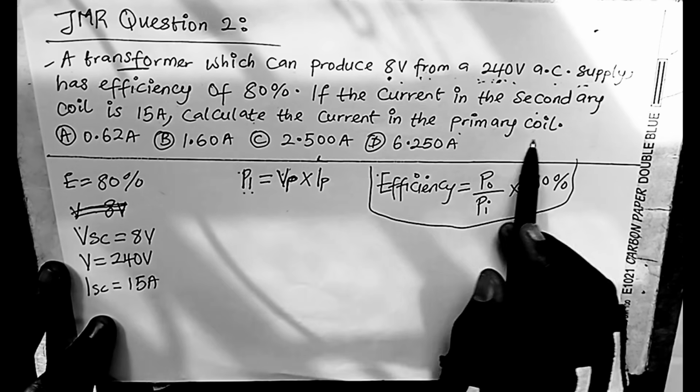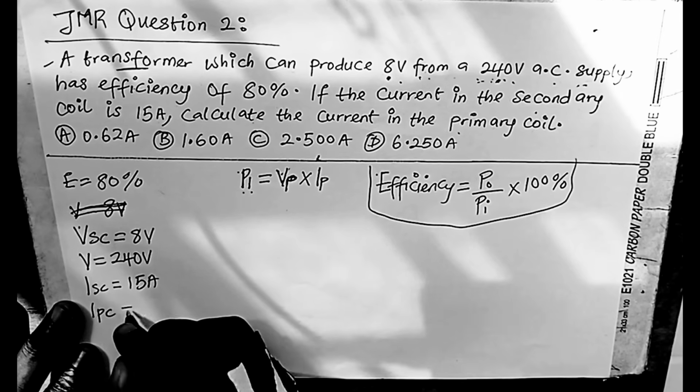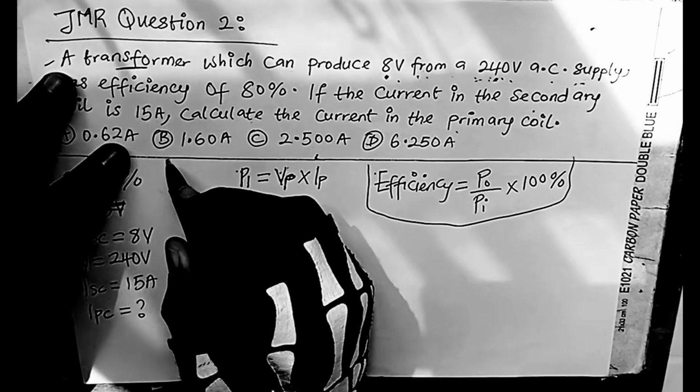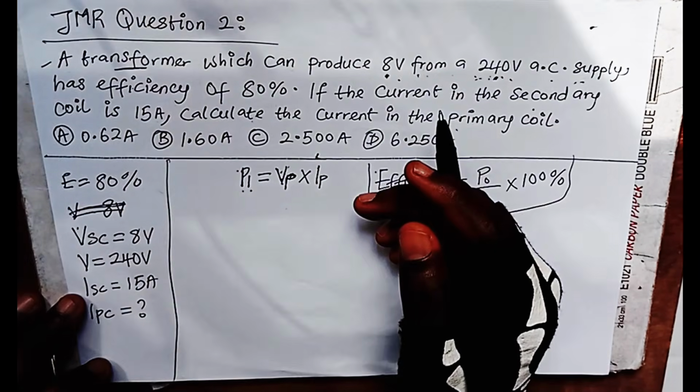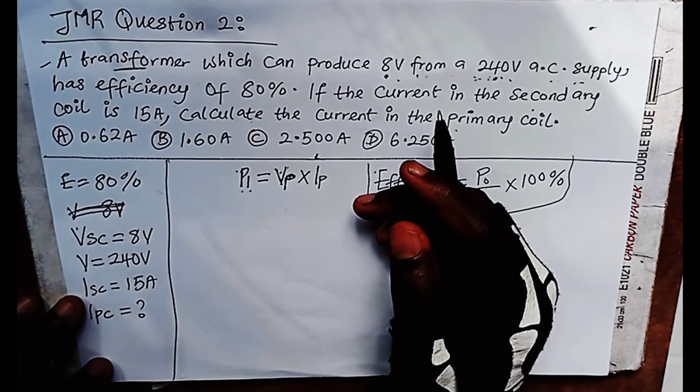All right. Calculate the current in the primary coil. So current in the primary coil equals unknown. This thing is very easy. You just have to think.